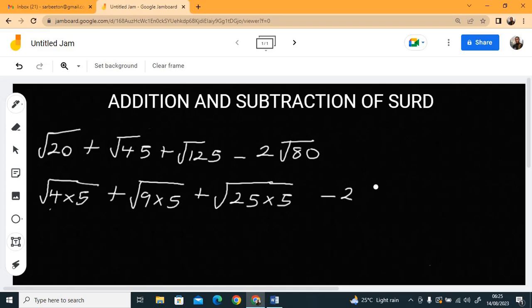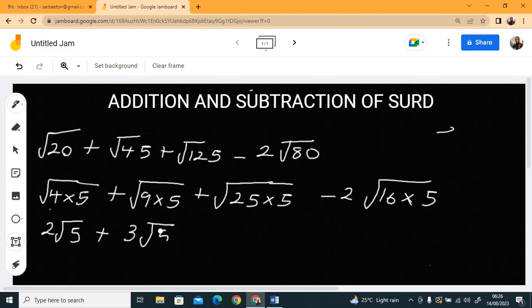Then you have minus 2. For this one, you have 16 times 5. 16 times 5 will give us 80, because the square root of 16 is 4. This will be 5, plus the square root of 9, which is 3. Then you put this one in the root.